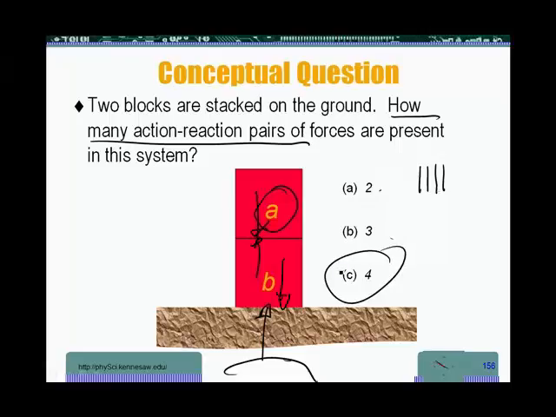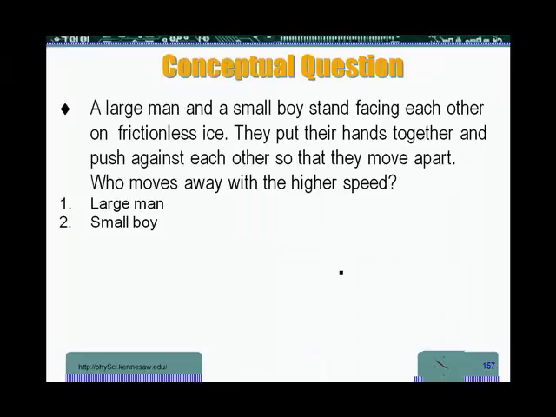Okay. Next question. A large man and a small boy stand facing each other on frictionless ice. They put their hands together and push against each other so that they move apart. Who moves away with a higher speed? Obviously, if you have seen anything similar to this, your experience should tell you it's the small boy that's going to move away with a higher speed.